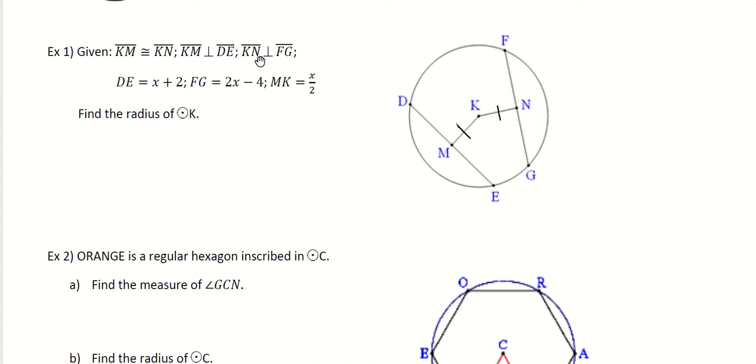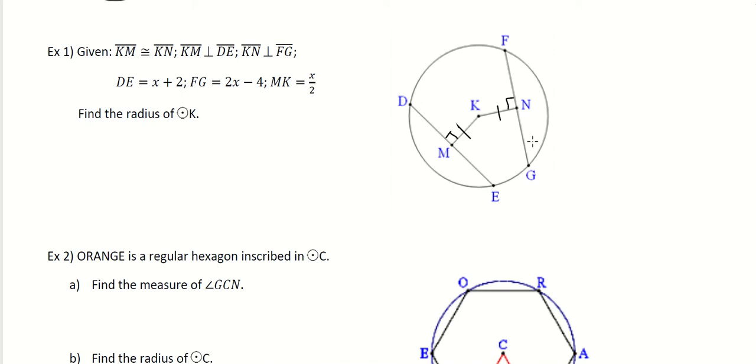Because we know these are perpendicular segments, that lets us know that KM is the shortest distance from the center to the chord, and KN is the shortest distance from the center to the chord. So that perpendicular part is important. It lets us know we have the shortest segment from the center to that chord. So there you see that these segments KM and KN are congruent, and also perpendicular to our chords. Therefore, these chords are equidistant to the center.